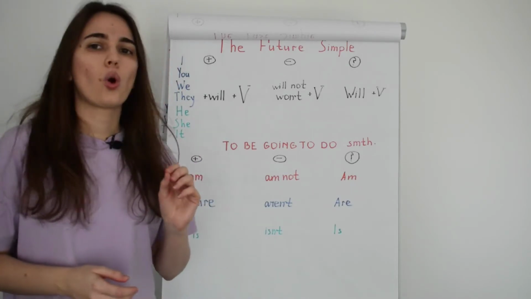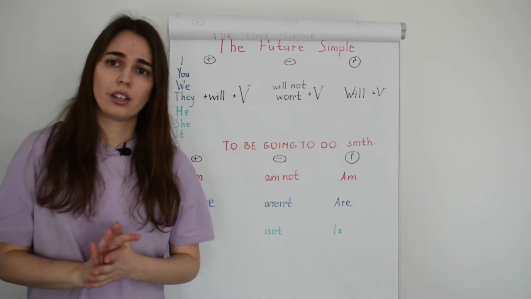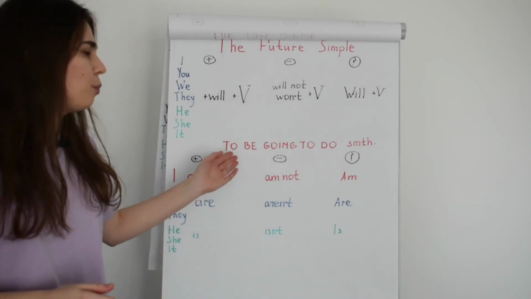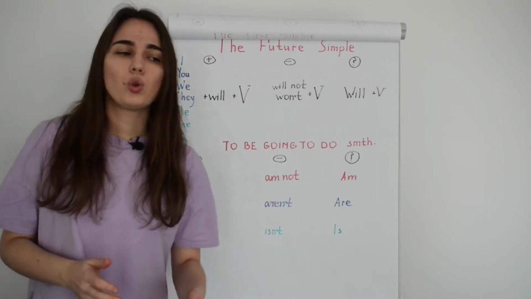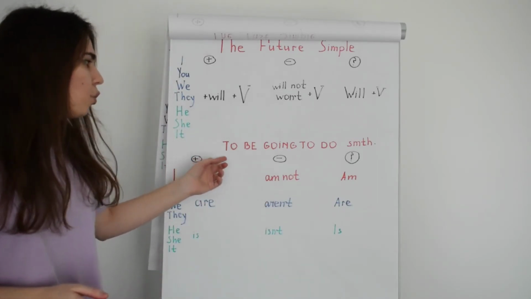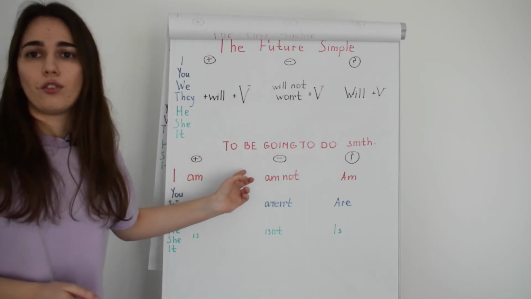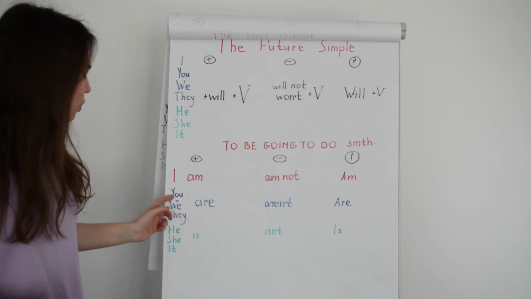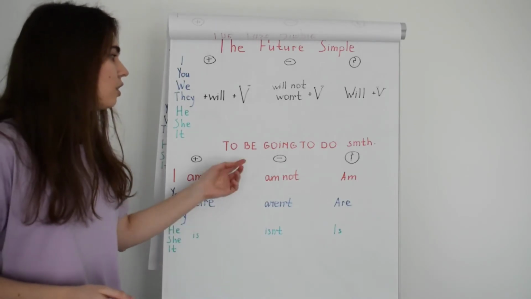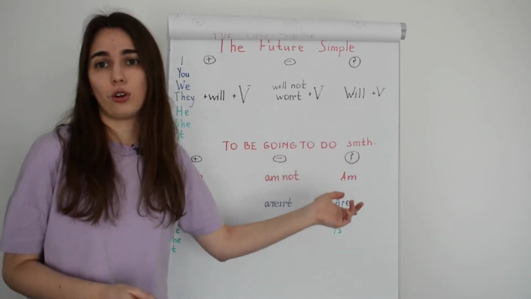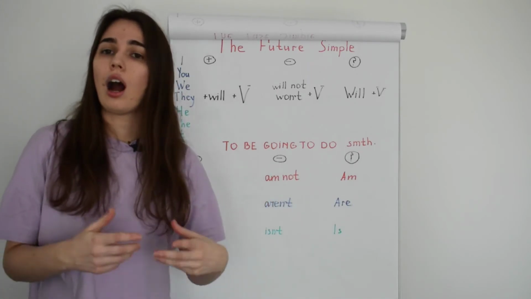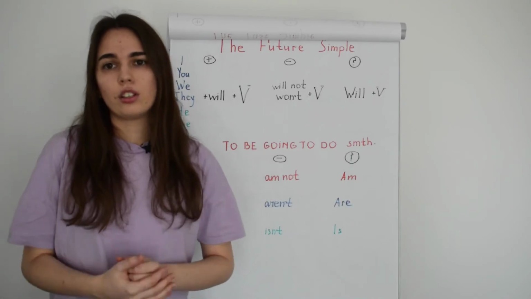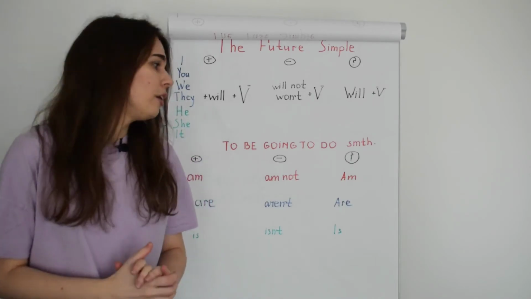But when we talk about something we have planned, about our plans for the future, then it's better to use to be going to do something. And in order to form it, all we need is to change this verb to be. And you know this verb very well. I am, you, we, they are, he, she, it is, going to, and then the verb. He is going to cook, I am going to read, they are going to travel to China next year.